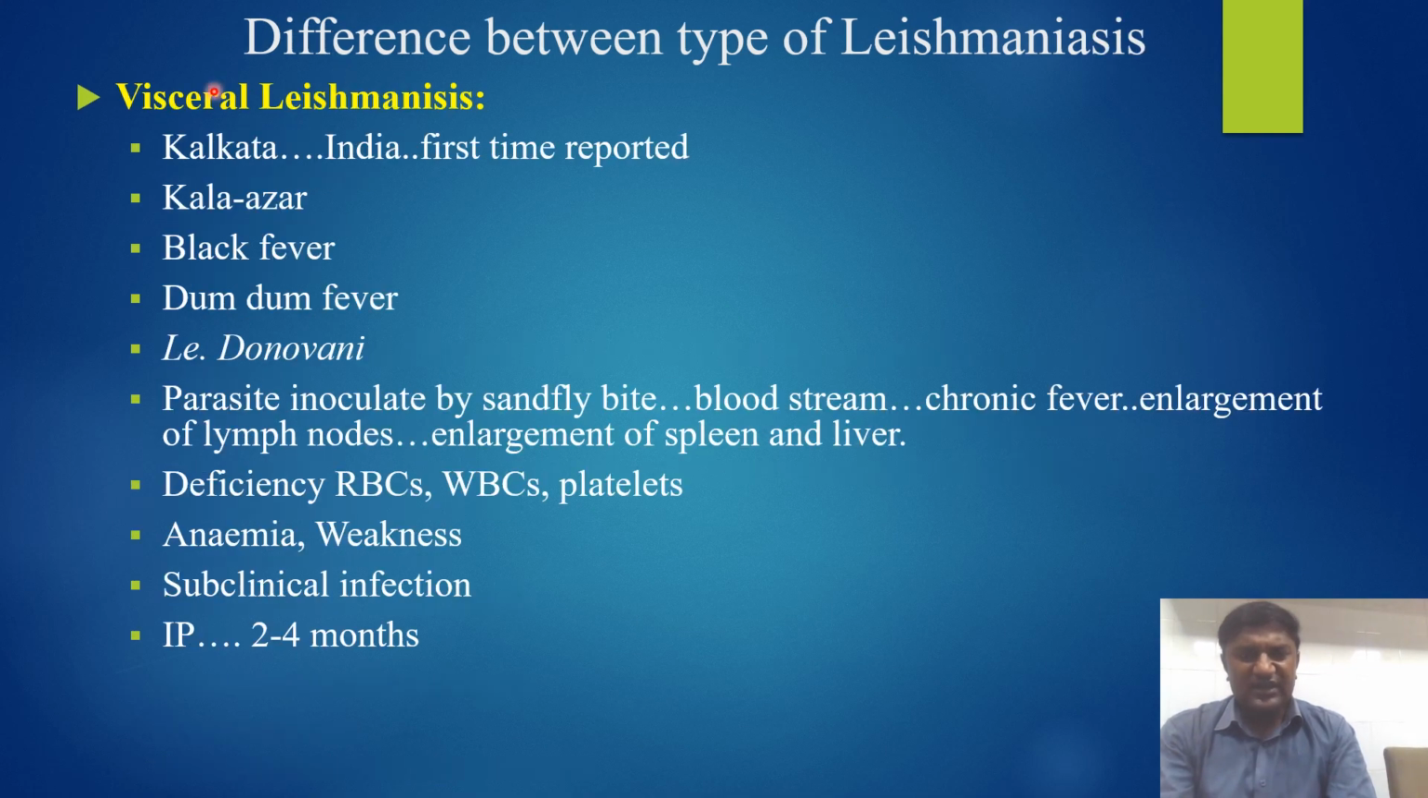The third one is visceral leishmaniasis, whose origin is Kolkata in India, where Kala-Azar was first reported. It is also called Kala-Azar, black fever, dum-dum fever, and its species is Leishmania donovani. The parasite is inoculated by the sandfly into the bloodstream, causing chronic fever, enlargement of the lymph nodes, and enlargement of the spleen or liver. There are deficiencies of red blood cells, white blood cells, and platelets, causing anemia, weakness, and subclinical infection. The infectious incubation period is 2 to 4 months.